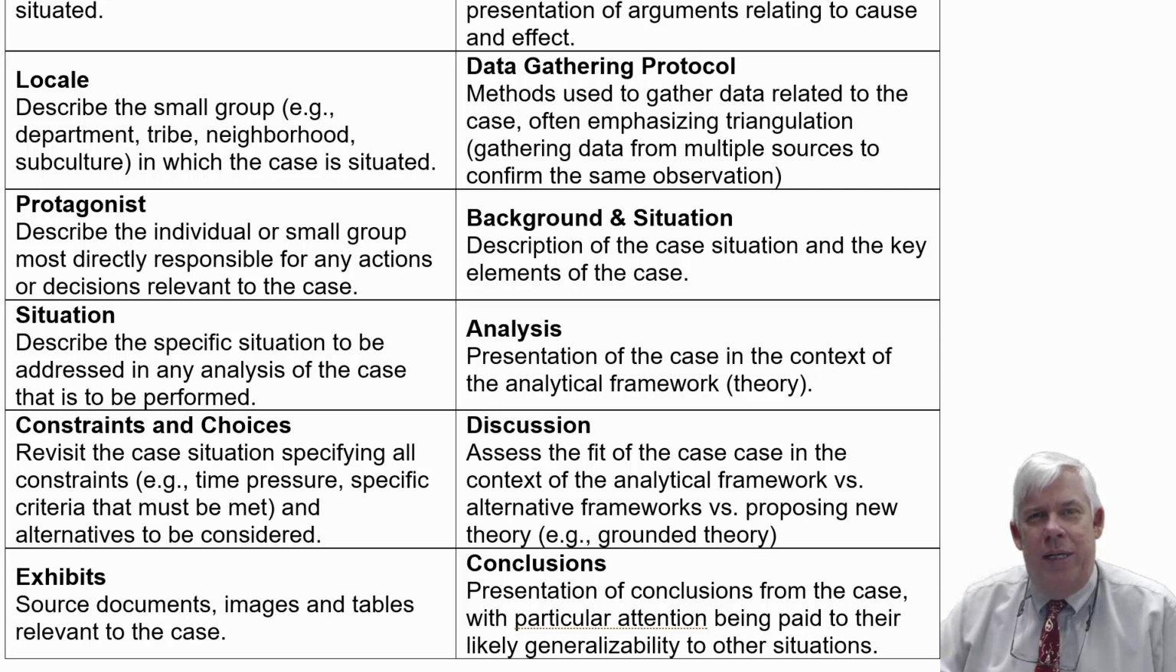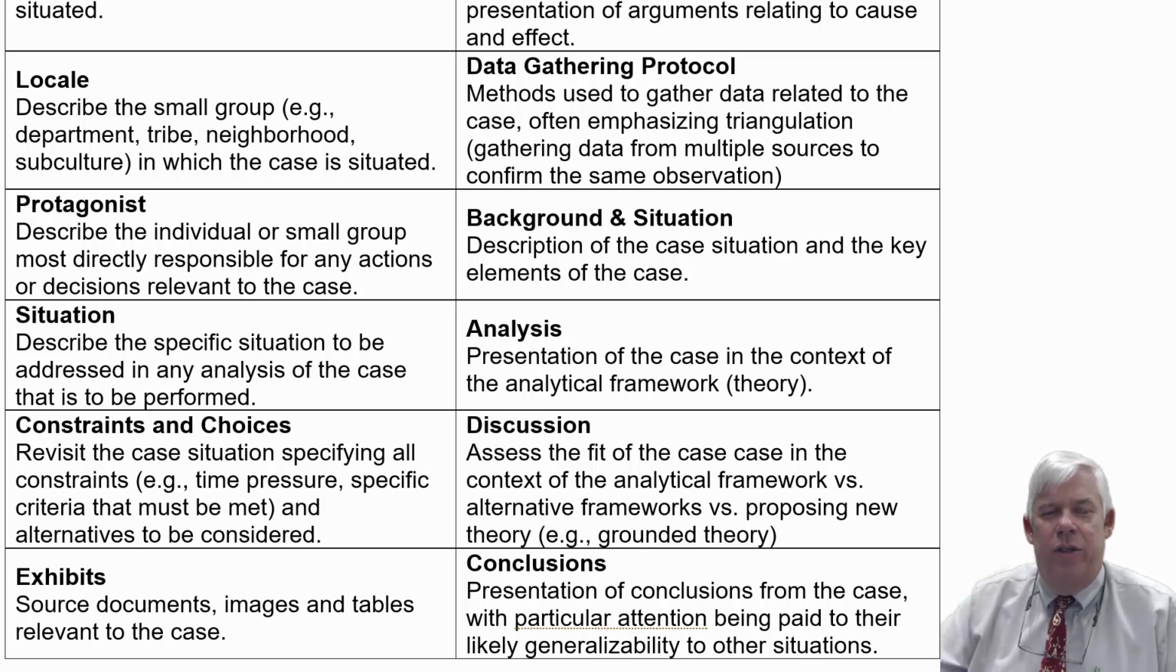And here is where we take the theory that is driving our case research, and we take the findings from the case in the background and situation area, and we take a look and see how well the theory applies to the background and situation. Here is really where you're establishing the findings of your research.